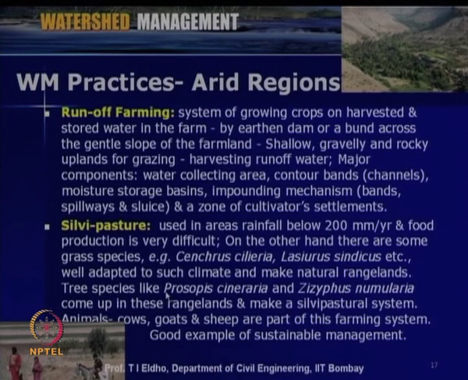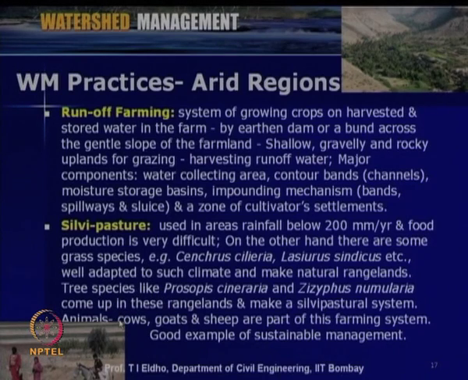The tree species like Prosopis cinerea and Ziziphus nummularia come up in these rangelands. So, these kinds of plants grow in this area and make a silvipastoral system. Once this type of plants or grass species grows in the area, we call such a system a silvipastoral system.